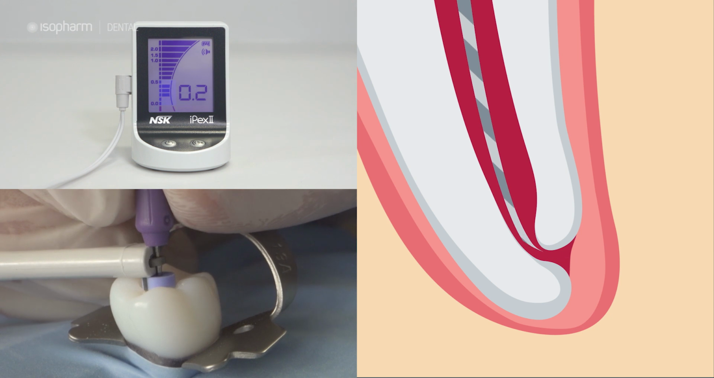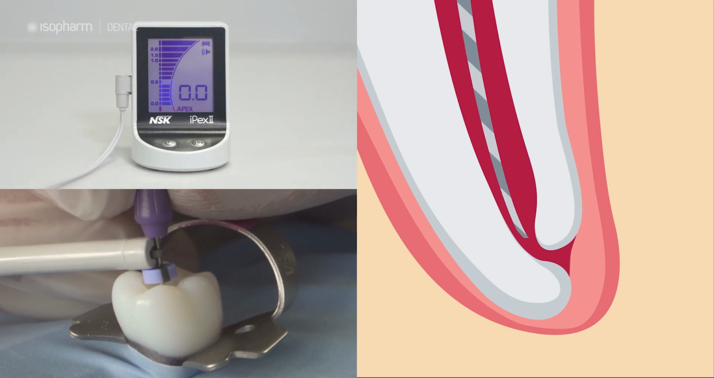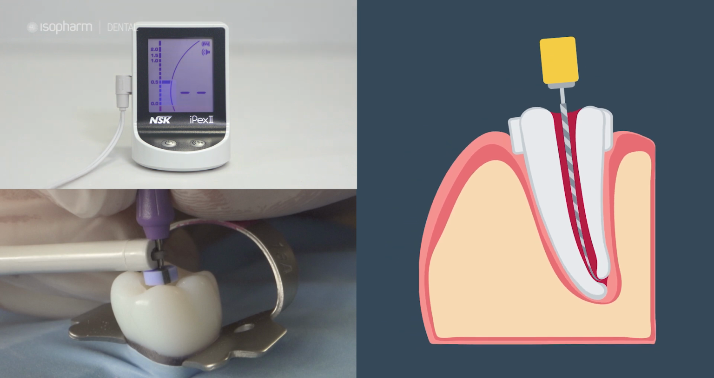And at this point, your apex locator will start to track with the file. So as you move the file up and down the canal, it will start to track as it's got more accurate. The point you're looking for is to go through the apex and then back to the point where your apex locator is at that 0 point or apex, and use that as your measurement guide. Set your reference point using the stopper and then measure your file.